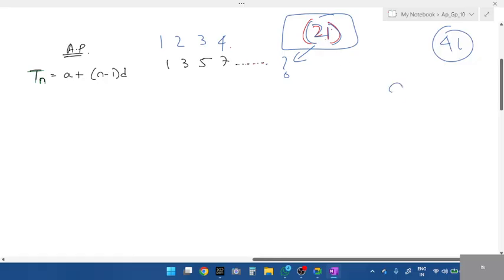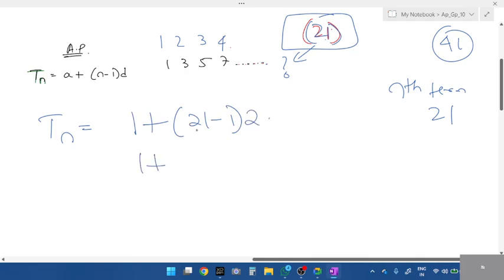Which position is nothing but the nth term. The n value they have given is 21. So here we need to find the t of n value. We already know it is 41. Let's cross check. A value is 1 plus n value is 21 minus 1. Difference is the same, 2. 1 plus 21 minus 1 is 20.